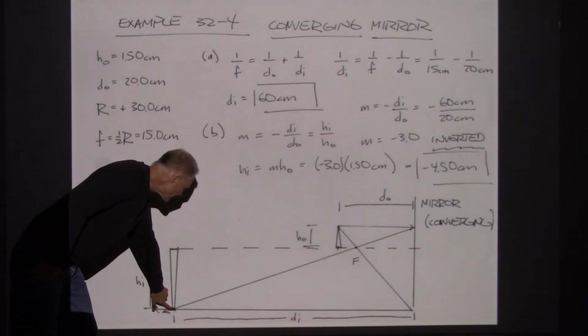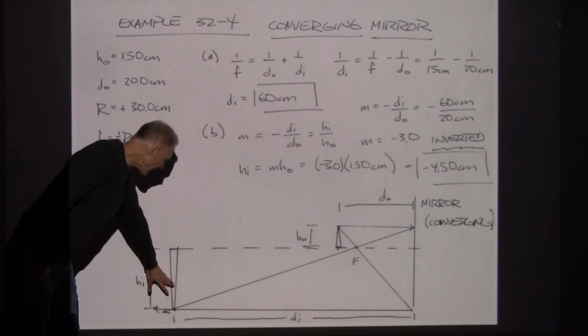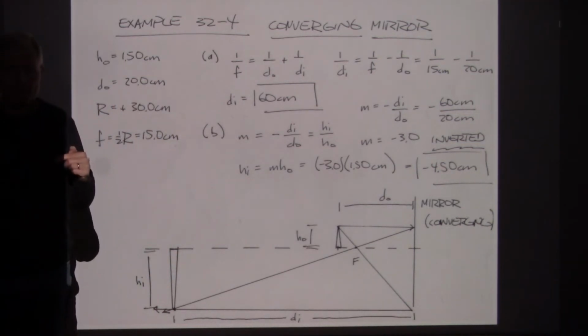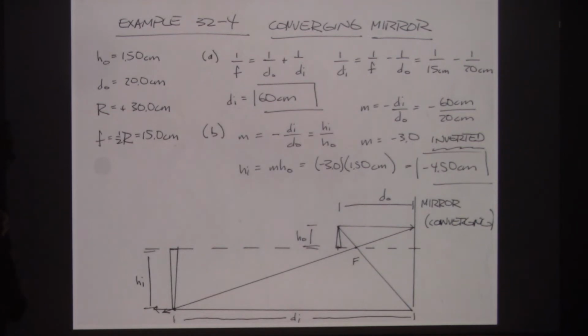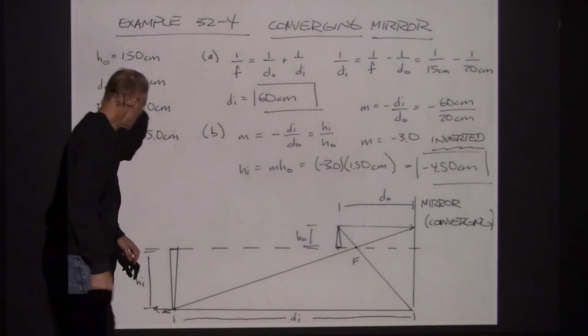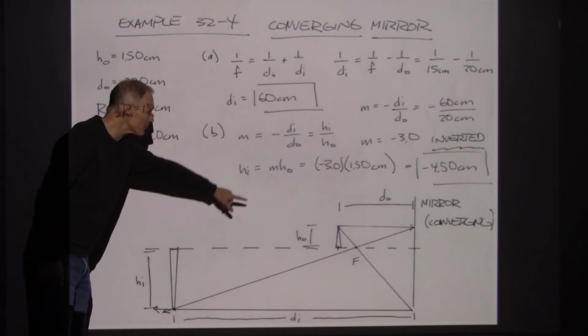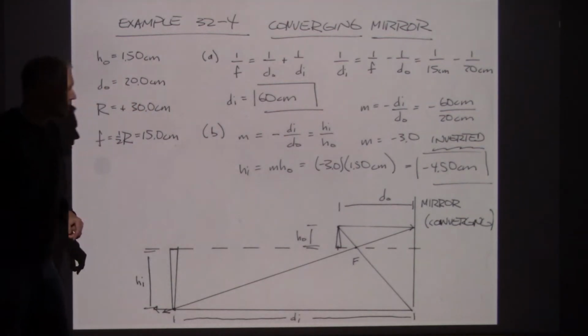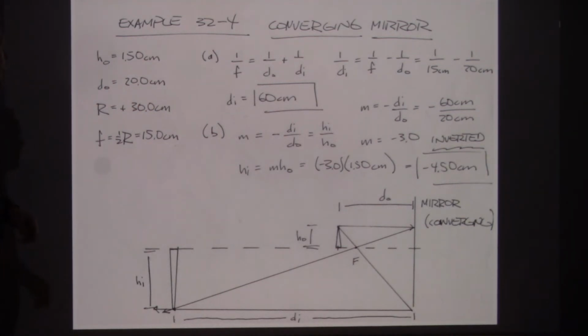Anyway, what it's predicting is that yes, indeed, I'm going to have an image that is inverted. It's going to be real. The light's really coming together at that location, and it's going to be 3 times the size of the object. Okay, so everything worked out.